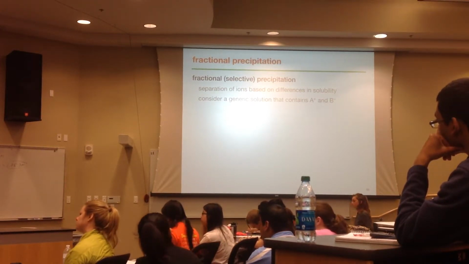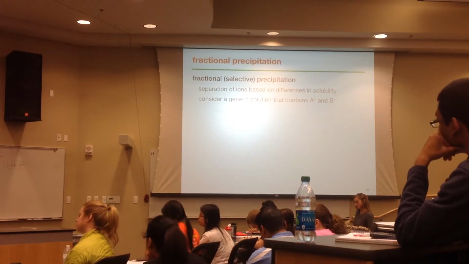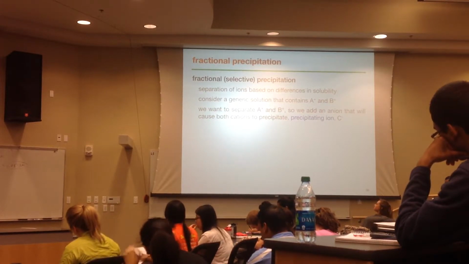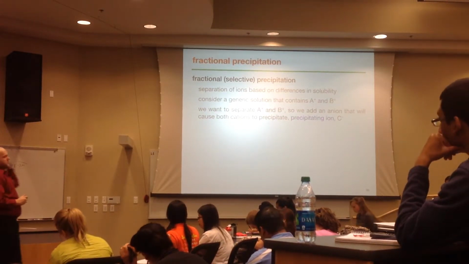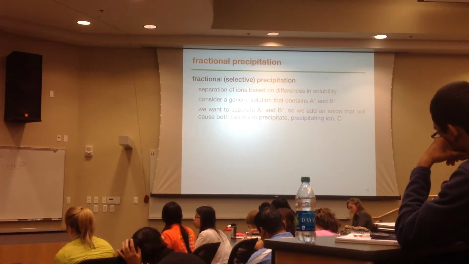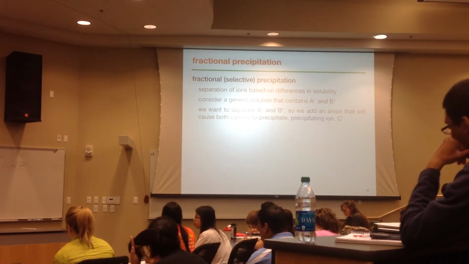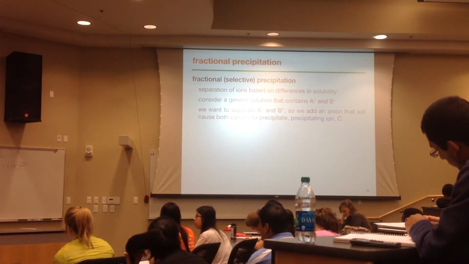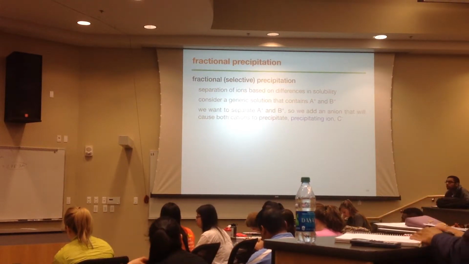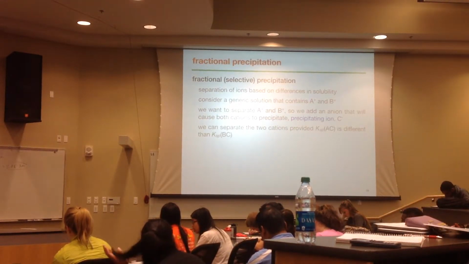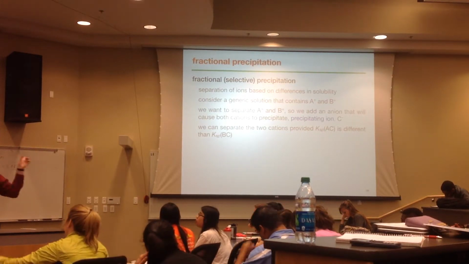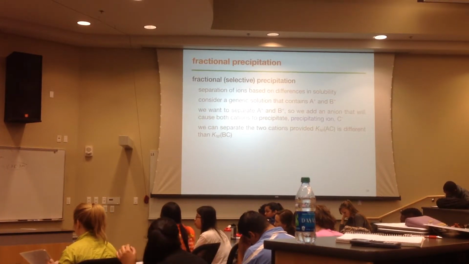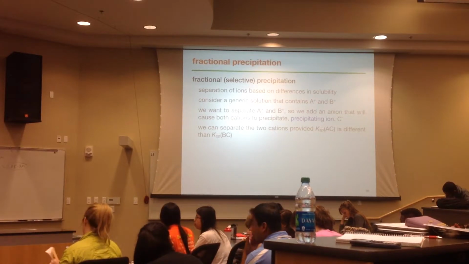All right, so let's consider a generic solution that contains 2 cations, A and B. And I want to separate A and B. So what I'm going to do is add another solution that contains an anion. We're going to call it precipitating ion, C minus. Right? And I'm just making this generic. 2 cations, A and B, and I'm going to react that with an anion, C. All the other things present in a solution of balanced charges are simply there as spectators. Right, now I can separate the 2 cations provided the KSP of the newly formed AC compound differs from the KSP of the newly formed compound BC.